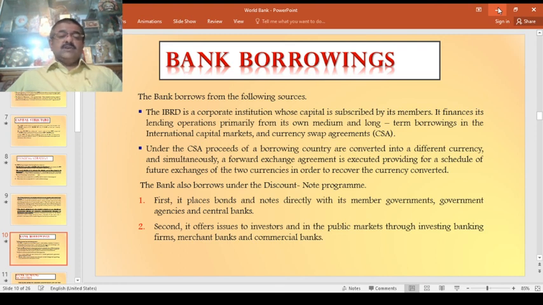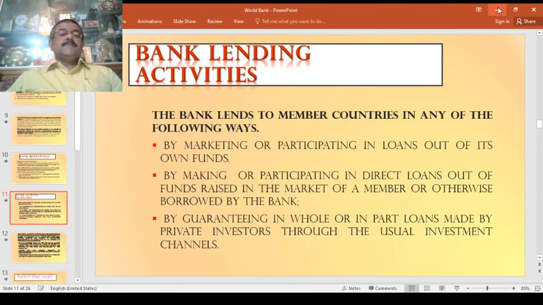The bank also borrows under the discount note program. That is another opportunity to borrow money. So first, it places bonds and notes directly with its member governments, government agencies and central banks. Second, it offers issues to investors in the public markets through investment banking firms, merchant banks and commercial banks.